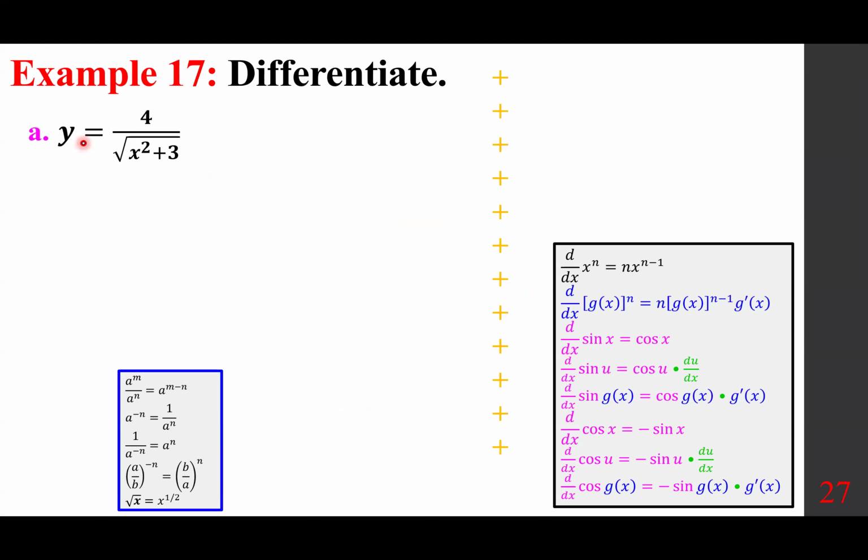y equals 4 over the square root of x squared plus 3. Anytime we have a fractional format or a rational format where the numerator is just a number, you don't have to use the quotient rule. Rather, rewrite it so you can use the power rule or the extended power rule. This is x squared plus 3 to the power of 1/2, and then it becomes negative 1/2. So this is elementary algebra, everybody.